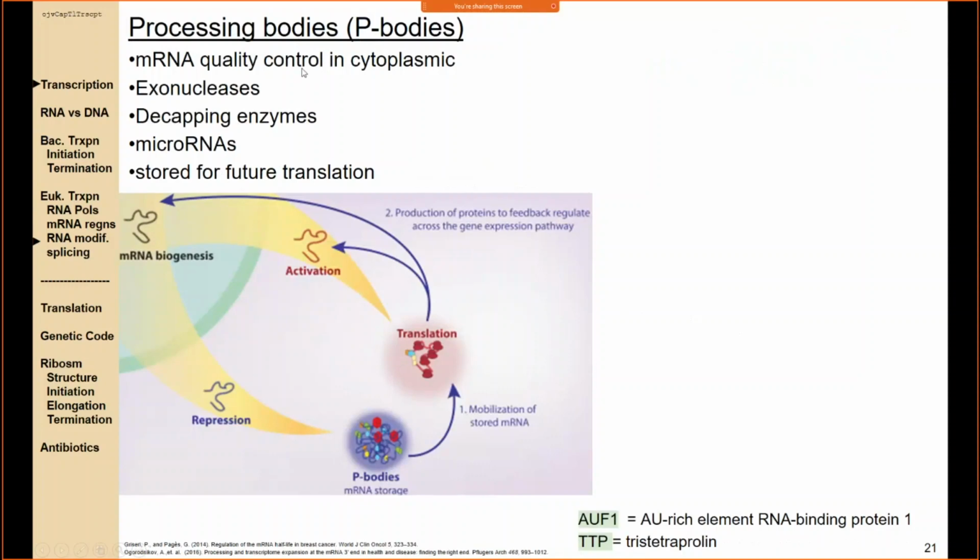So there's these things called P bodies, processing bodies. They're involved with mRNA quality control in the cytoplasm. And so these are kind of physical regions that you can see. They have exonucleases, decapping enzymes, microRNAs, and you're storing mRNA for future translation. So this is just kind of the physical manifestation of everything I just told you. There's this processing, polyadenylation, splicing. Where does that happen? Well, you have these P bodies that have a kind of aggregation of this stuff.